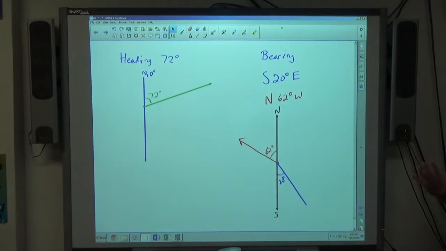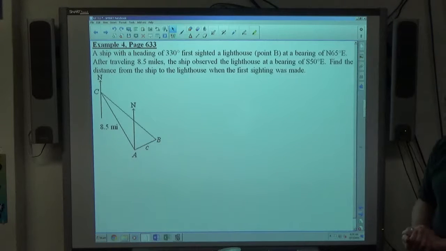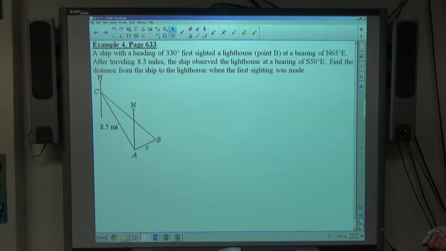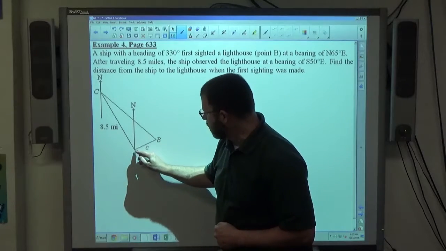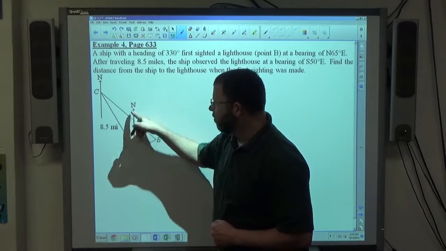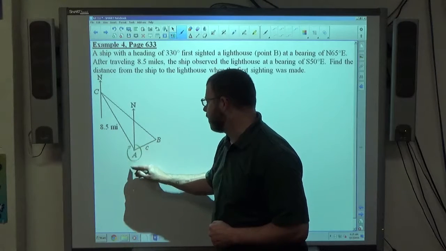With that in mind, and this is going to show up in the Law of Cosines, Chapter 2, Headings and Bearings, this is your best description of it. I'm not going to go through this whole thing every time, but anytime I draw something with headings and bearings, that's how it's drawn. So a ship with a heading of 330 degrees first sighted lighthouse point B at a bearing of north 65 degrees east. The heading of 330 degrees means that if here's the ship, its initial spot, and here's straight north, 330 degrees means it goes all the way around there, 330.